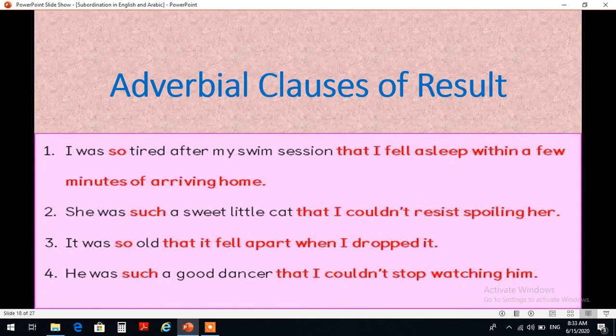Adverbial clauses of result التي تدل على النتيجة. I was so tired after my swim session that I fell asleep within a few minutes of arriving home. She was such a sweet little cat that I couldn't resist spoiling her. It was so old that it fell apart when I dropped it. He was such a good dancer that I couldn't stop watching him. إذن في جميع هذه الحالات استخدمنا أدوات ربط subordinators تدل على نتيجة معينة حصلت.